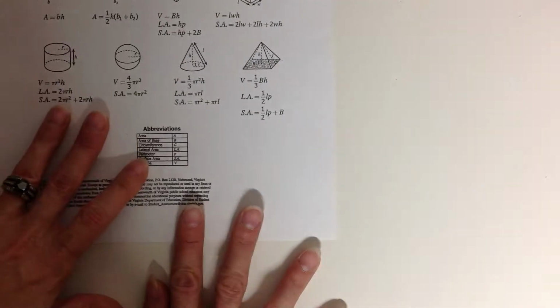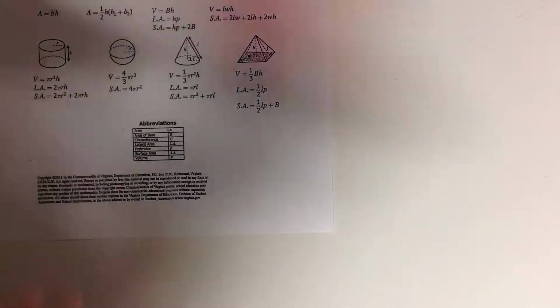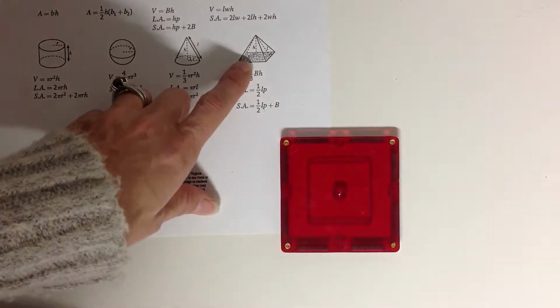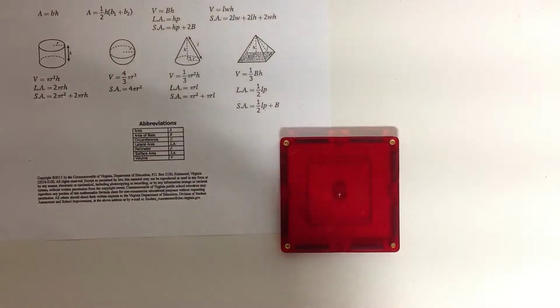So my pyramid, the one that's pictured here, is called a square pyramid. Again, this is on your sheet. It should be in front of you. I'm going to build it by starting with the base, which in this case is a square. I'm borrowing my daughter's toys here. She said it was okay.